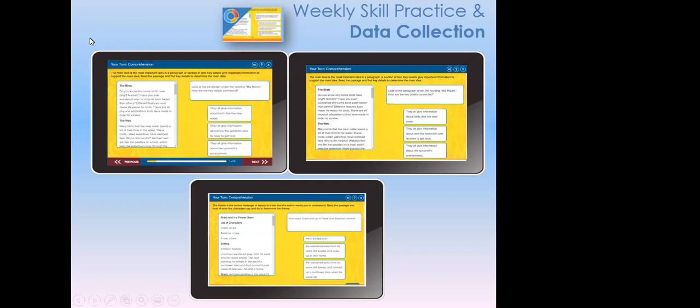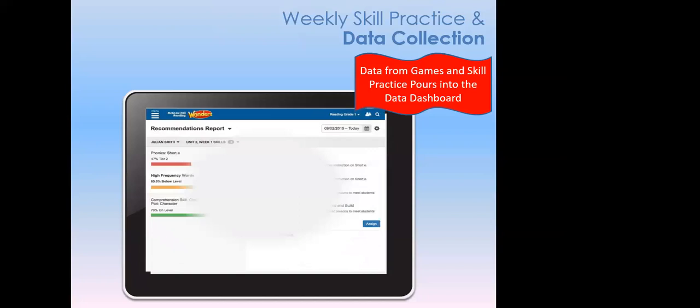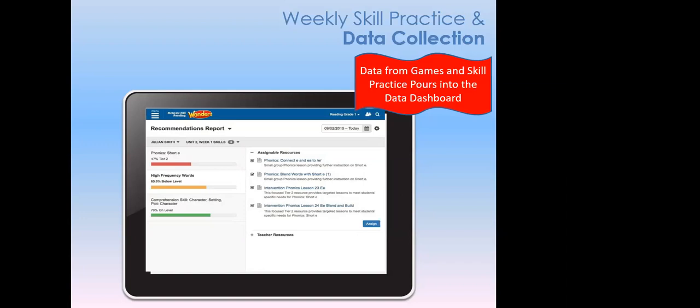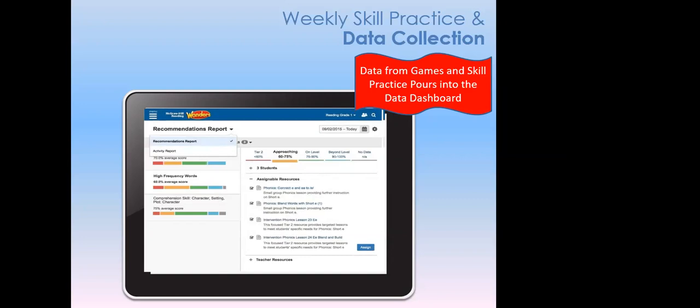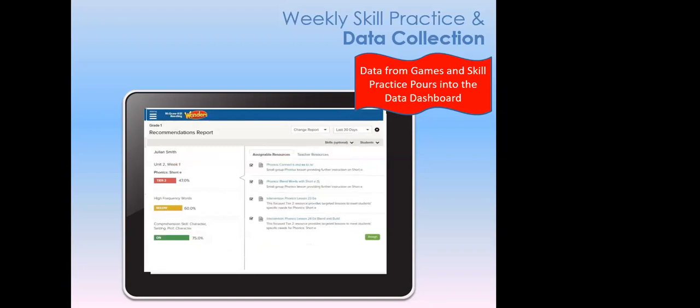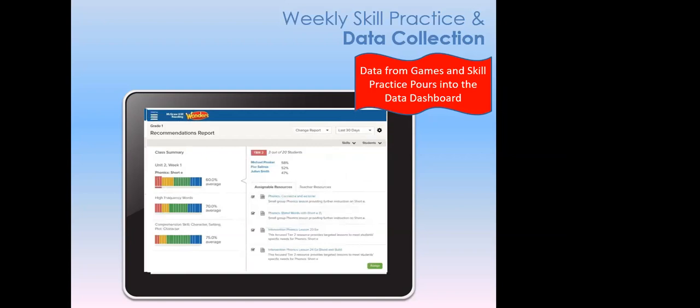It's gonna collect data in response to the comprehension skill and the vocabulary strategy for that week. If you assign these data collecting games to the students, they pour into something called the data dashboard. This data dashboard is real-time data. It's gonna give you data on how the students are doing individually per student, how your class is doing with the skills that were taught that week. So it's not only going to tell you and group the students for you, it's also gonna give you suggestions on what you can do as reteaching opportunities.